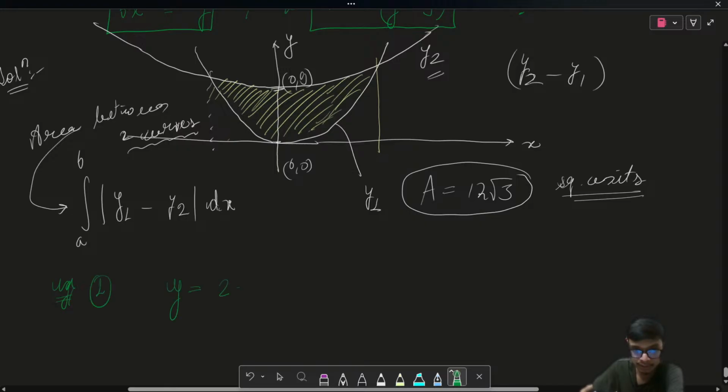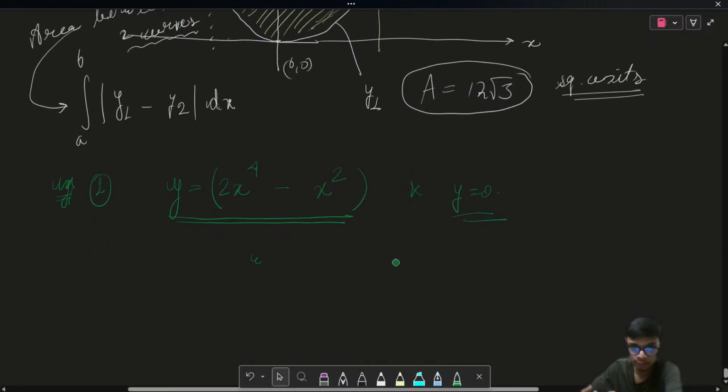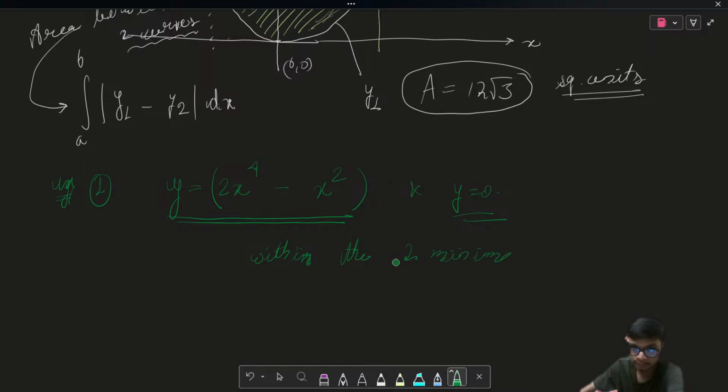Try to find the area bounded by the curve y is equal to x to the power 4 minus x square, and the x-axis, the line y is equal to 0. So find the area that is bounded by this curve and the x-axis, within the two minimas of this curve. You have to find the area bounded by this curve within the ordinates of the two minimas of this curve.